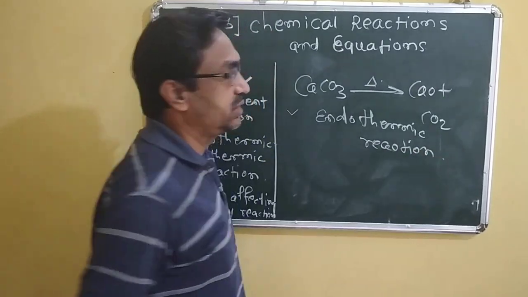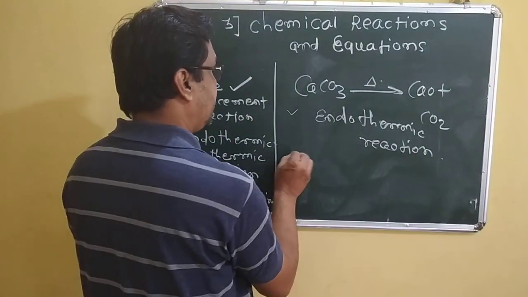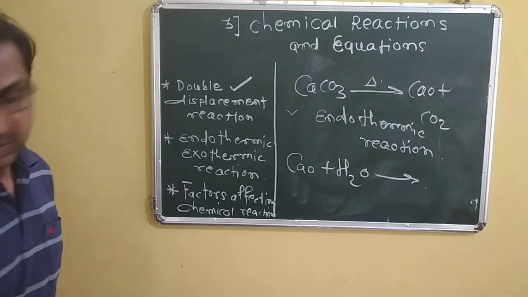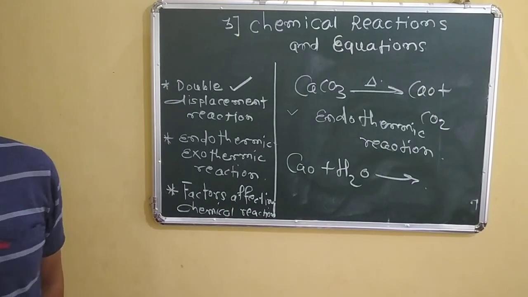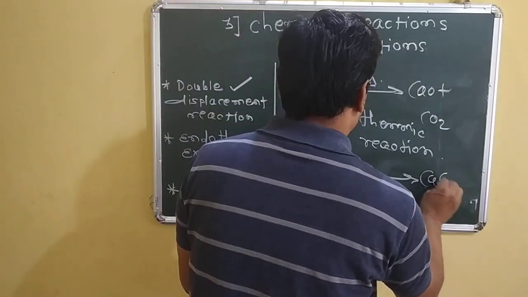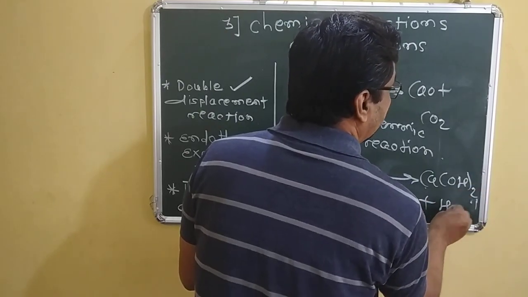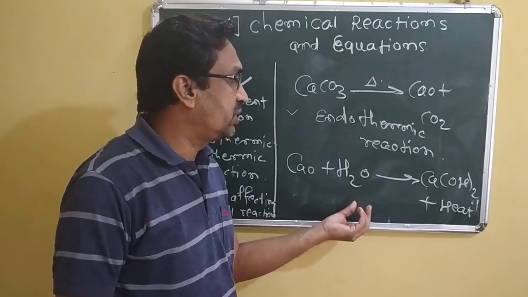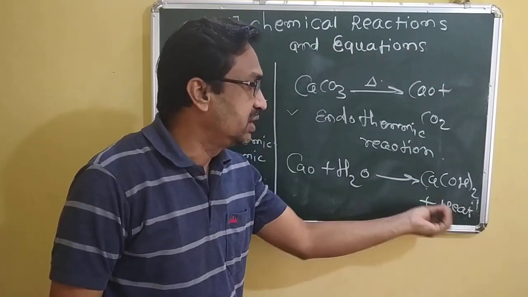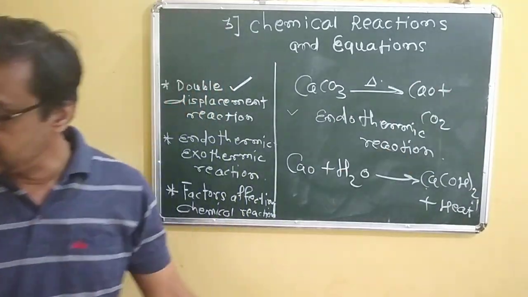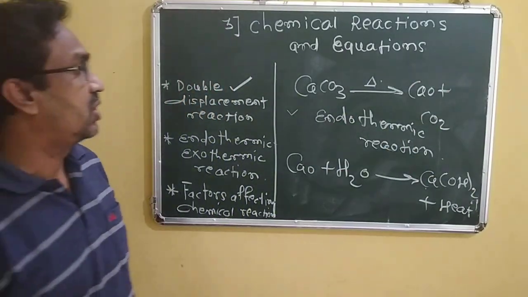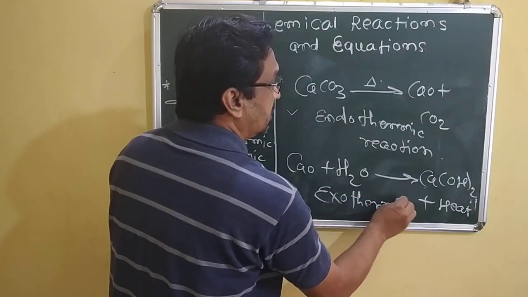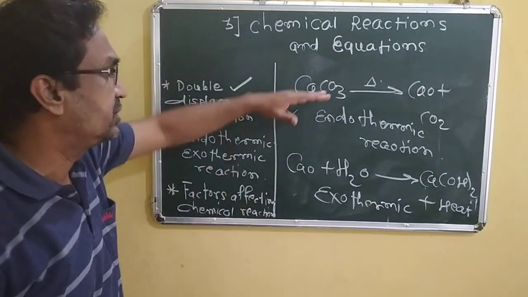And another example they have provided is calcium oxide and water, which form calcium hydroxide and heat. In this reaction, calcium oxide and water react with each other. They form calcium hydroxide. Heat is evolved, and this type of reaction is called an exothermic reaction. So this is an endothermic reaction, and this is an exothermic reaction.